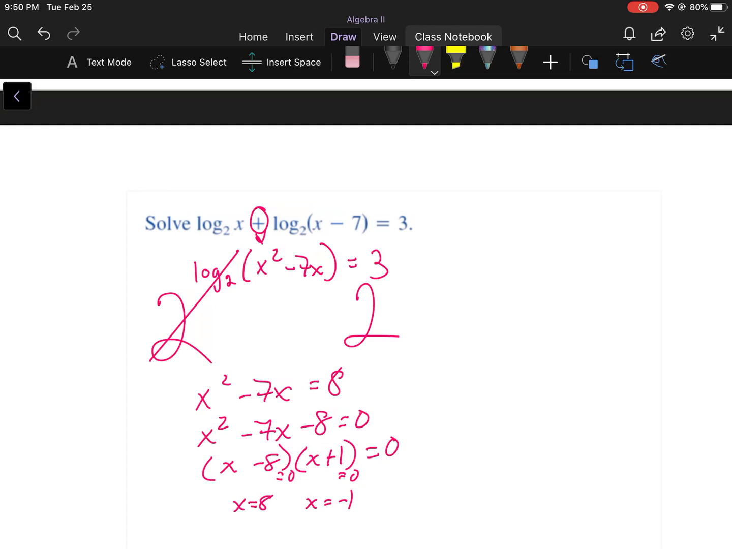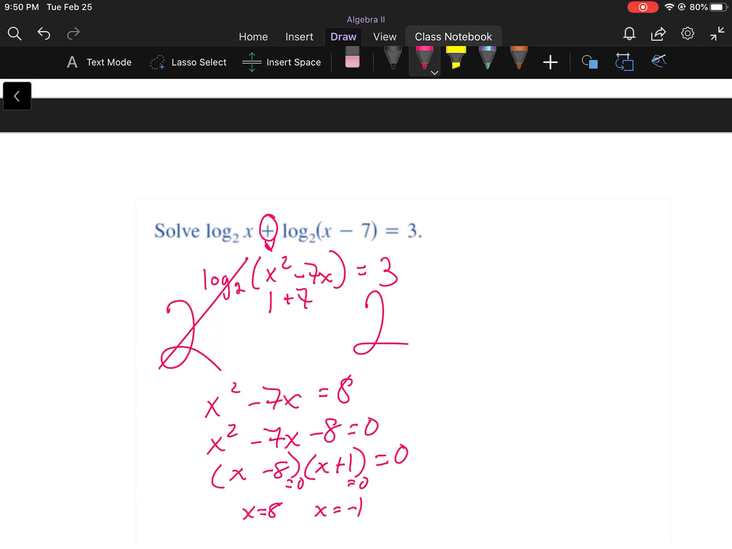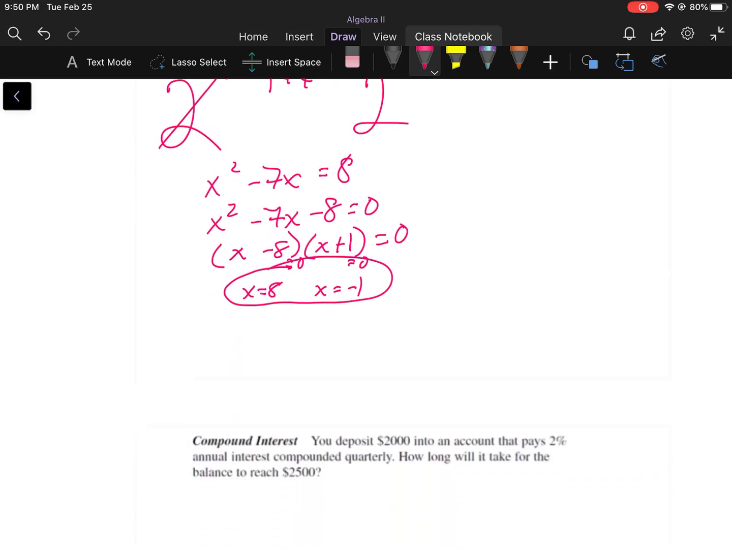Now, the only problem is if I put in a negative 1, maybe it won't work out. So let's see, negative 1 squared is 1. Negative 7 times negative 1 is plus 7. Okay, we're still good. So 8, I believe, will work. 64 minus 56 will get you that. Yep, so there we go. They both work out.